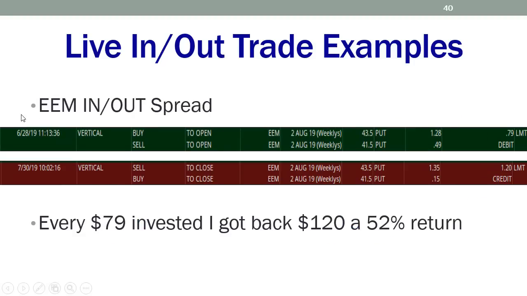Next, EEM. Again, we're going forward in time, so here we are, late June. Markets were rocking again. Here's one that I actually opened June 28th, closed it on July 30th. I had to hold this one a month. 79 cents to $1.20. Every $79 that I invested, I got back 120. It's a 52% return. So remember, that could be $790 to get back $1,200 and so forth.